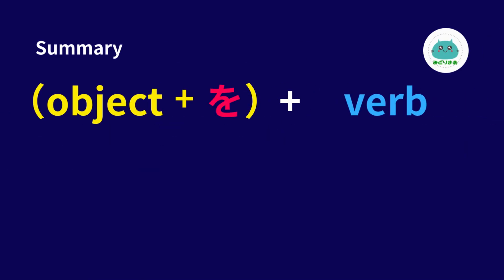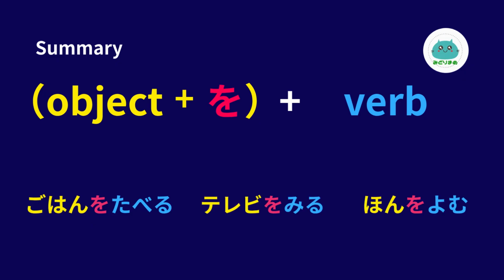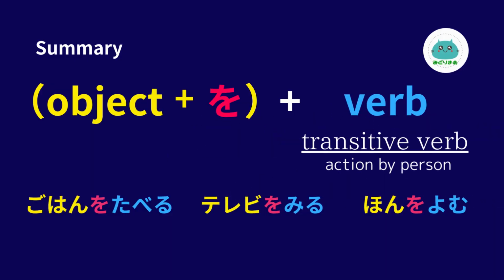Let's summarize what we did in this video. O is a direct object marker, which comes after the object and before the verb. Examples: ご飯を食べます。テレビを見る。本を読む。So use o to mark the object in the sentence, what the action happens to. Also, the verb should be a transitive verb, which is an action done by a person.